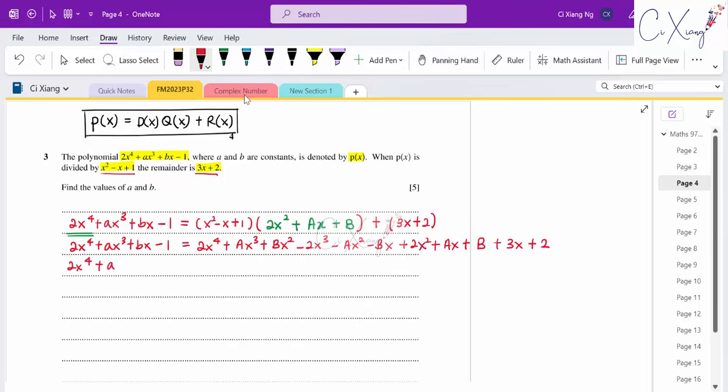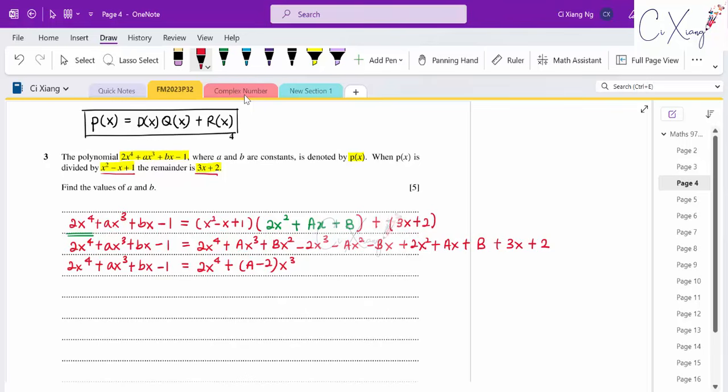What I want to do now is group all the terms with the same power of x together. As an example, I'm having 2x power 4, and I have only one term of 2x power 4. Next, I want to group all the x power 3 together. Earlier I had ax power 3 and negative 2x power 3, so I think we have two terms here. When I group them together, I'm having a minus 2 and then x power 3.